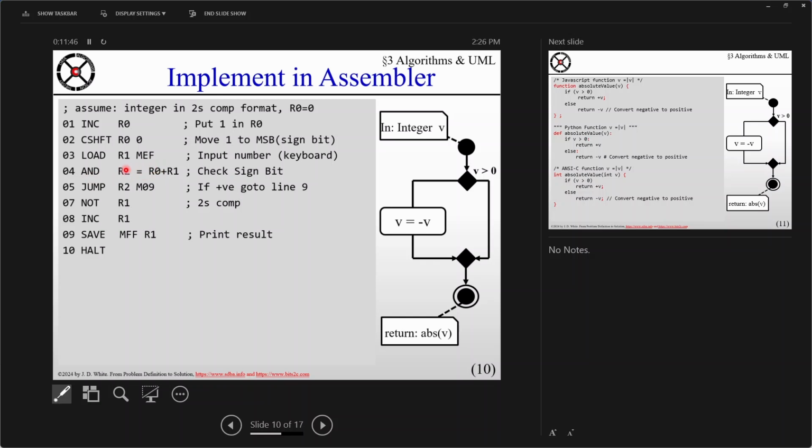We do a bitwise AND. Actually, this checks the sign bit. R0 and R1, if it's true, then we know it's positive or negative based on the value of R2. We will then jump to M09 if it's positive, which means we just save it, and we halt. Otherwise, we complete a NOT and an INC, and then save it and halt. Okay, so this is the way the computer is actually going to do it in terms of steps in assembler language. In our course, we don't really care about this too much, but it's good to know.